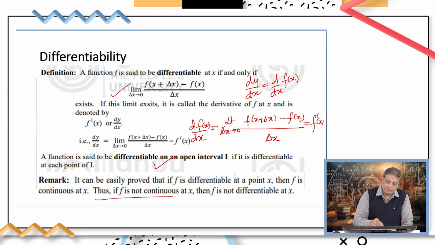And a very important statement was discussed in the respective session, that if a function is not continuous at x, then the function is not differentiable. That means differentiability and continuity go hand in hand.